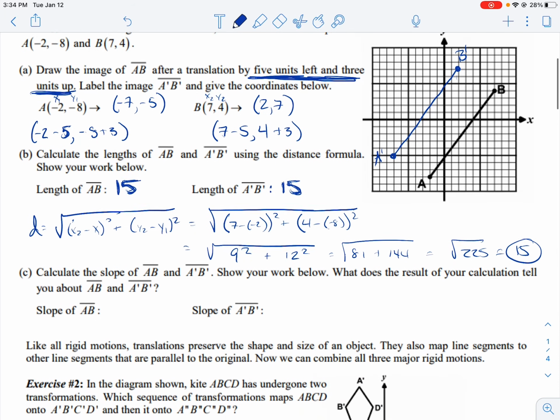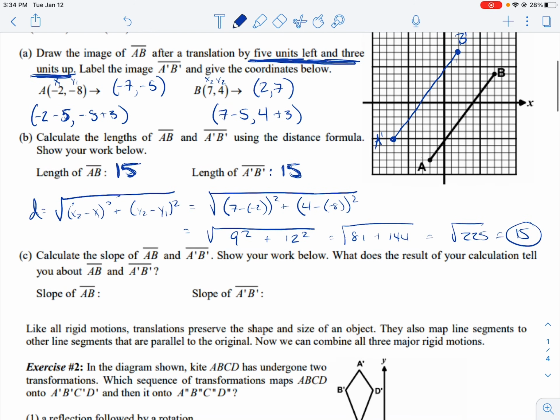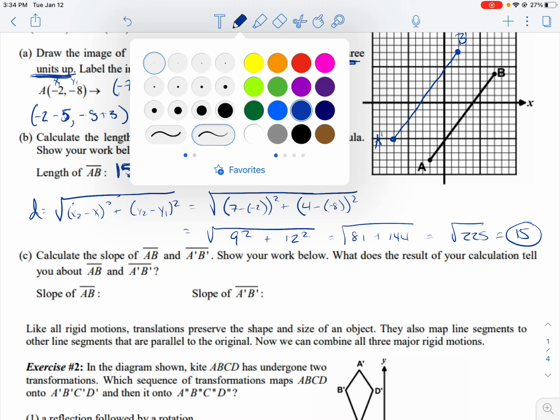All right. Now, the last part, which will kind of tie into your unit quest, says calculate the slope of AB and A prime, B prime, show your work. What does the result of your calculation tell you about AB and A prime, B prime? Just looking at the image, and knowing my knowledge of translations, I suspect those two things are parallel.